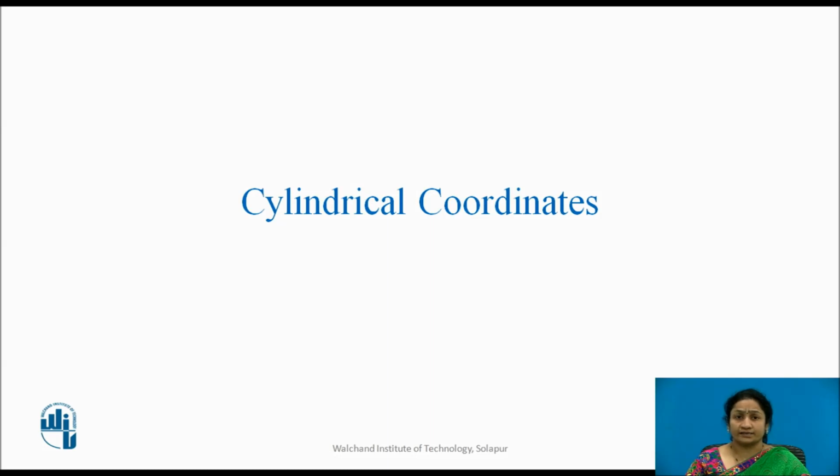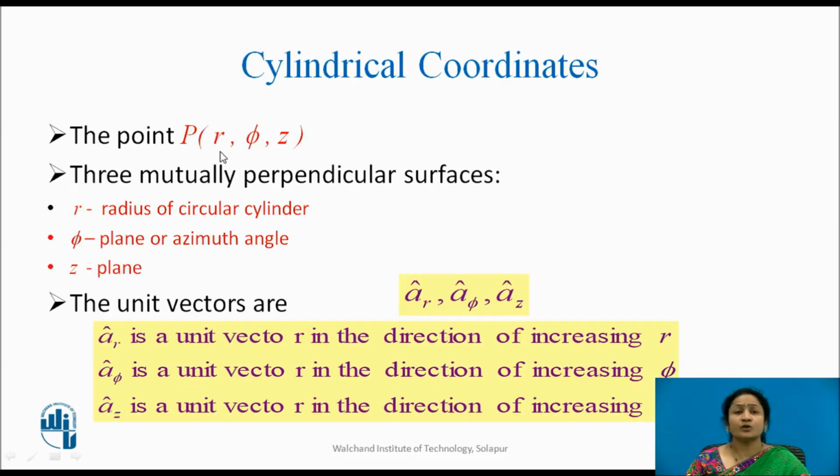Next, cylindrical coordinates. A cylindrical coordinate system is represented by the point (r, phi, z), where r is the radius of the circular cylinder, phi is also called the azimuth angle, and z is the z plane. These are all mutually perpendicular to each other. The unit vectors related to these are ar, aphi and az. ar is a unit vector in the direction of increasing r, aphi is a unit vector in the direction of increasing phi, and az is a unit vector in the direction of increasing z.